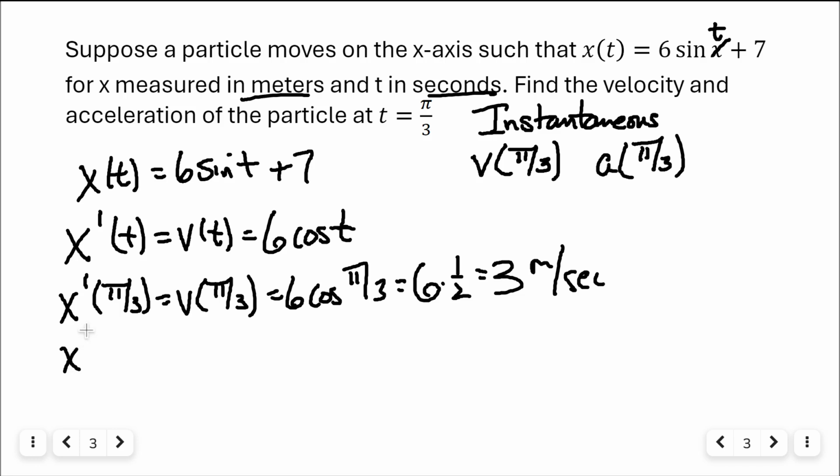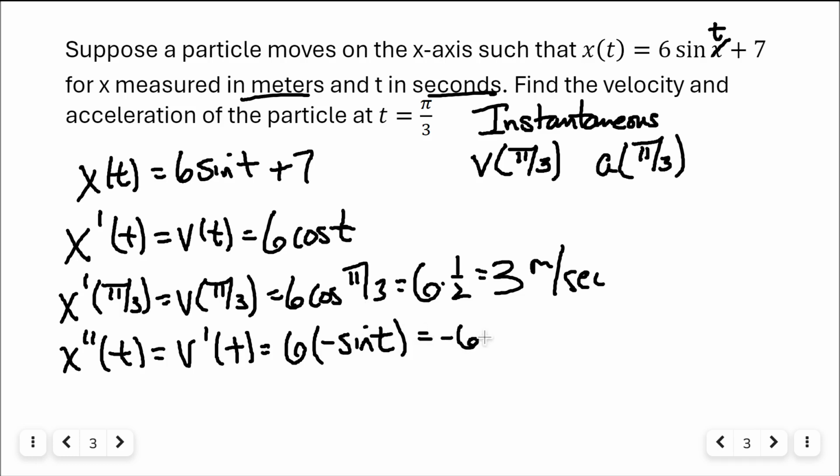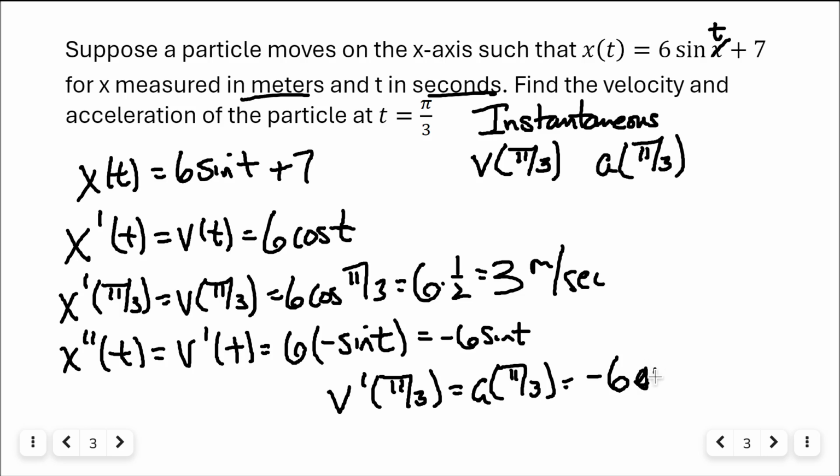So to do that, I would have to find the second derivative of the position, which is really the first derivative of the velocity. So the derivative of 6 cosine t will be 6 times the derivative of cosine, which is minus sine of t. So that's negative 6 sine t. And now I'm going to find v prime of pi over 3, which is really a of pi over 3. So that's negative 6 sine of pi over 3.